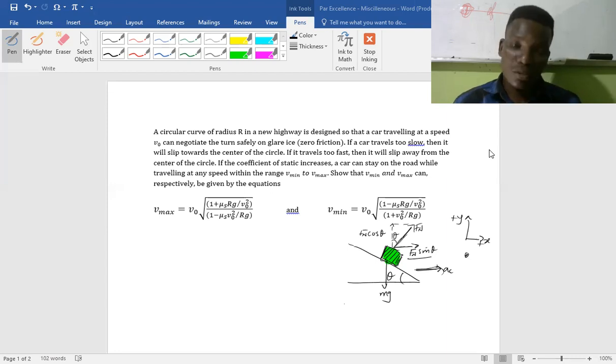Okay, so let's dive into solving this question. The question says, a circular curve of radius r in a new highway is designed so that a car traveling at a speed v naught can negotiate the turn safely on gray ice, that is zero friction. If a car travels too slow, then it will slip towards the center of the circle. If it travels too fast, then it will slip away from the center of the circle. If the coefficient of static friction increases, a car can stay on the road while traveling at any speed within the range, minimum velocity and maximum velocity. Show that the minimum and the maximum velocity are given by these equations.